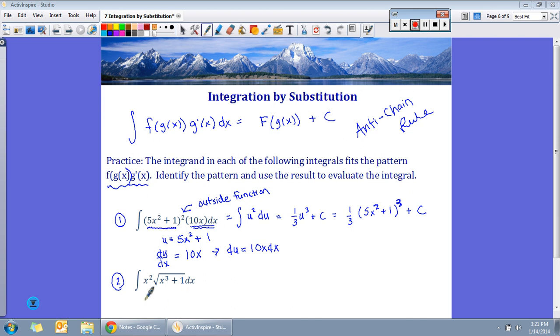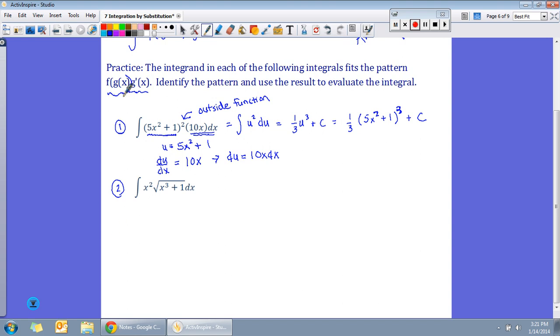For our second example, we also want to identify the pattern f of g of x times g prime of x. So we're looking for an inside function and an outside function. Since we have x cubed plus 1 inside the square root, we're going to use that as our u. x cubed plus 1 is u, and so we write that du equals 3x squared dx.